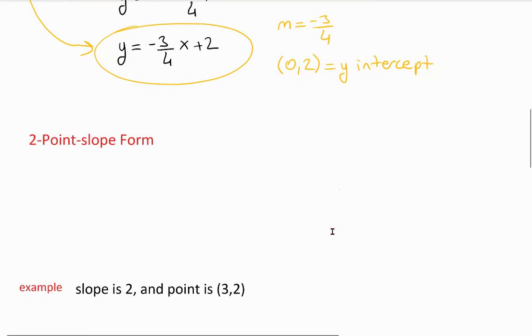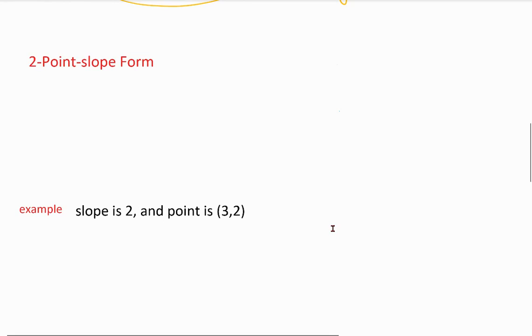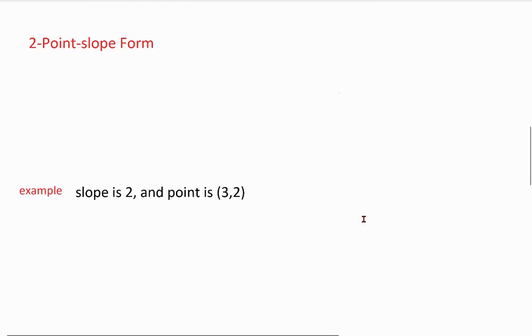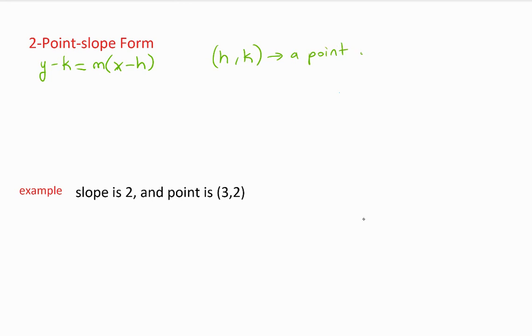Okay, so we have one more form, point-slope form. Point-slope form is y minus k equals m times (x minus h). In here, (h, k) is a point on the line, and m, same as before, is the slope. So this is our point-slope form.